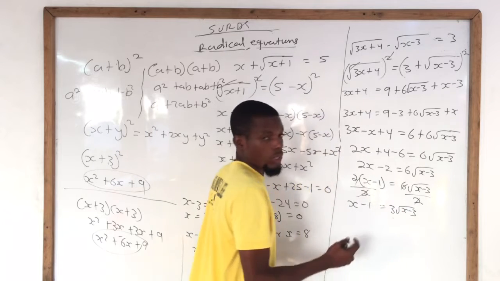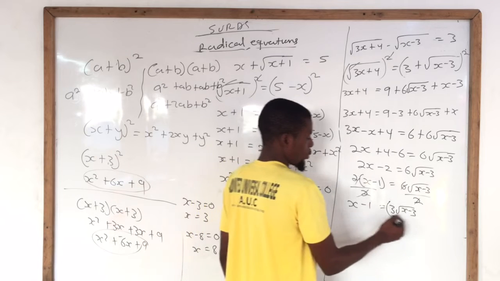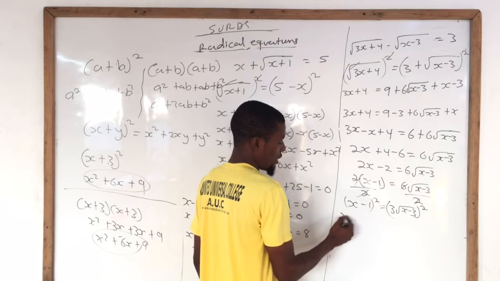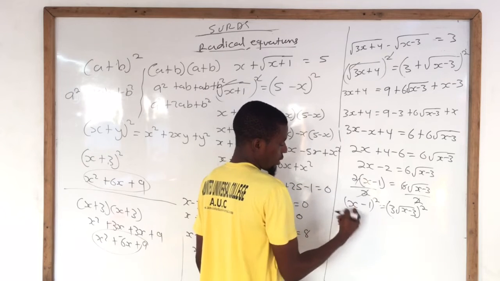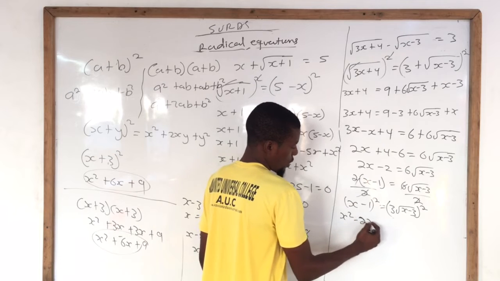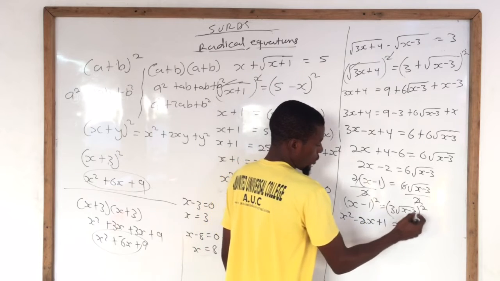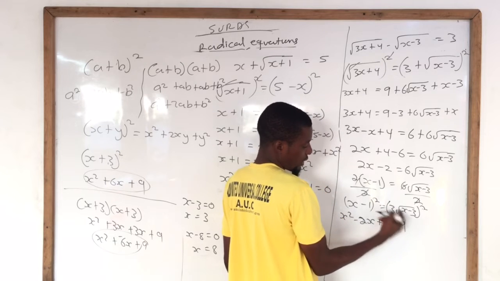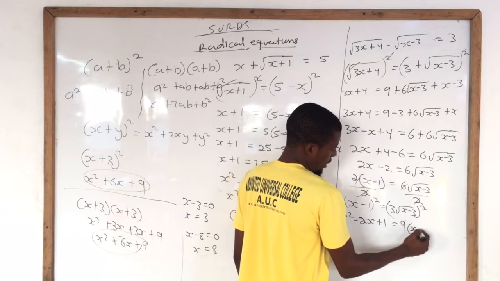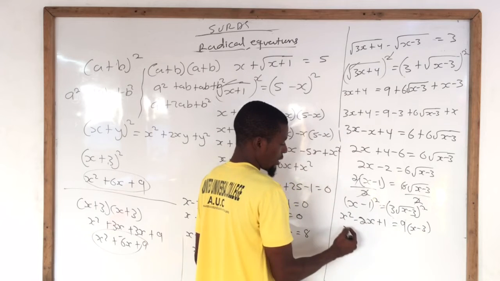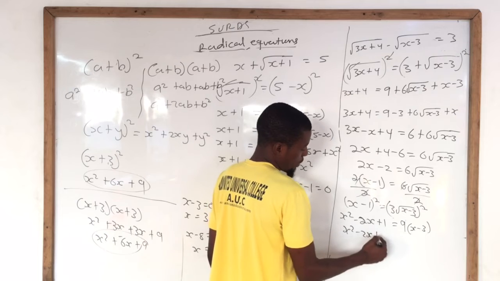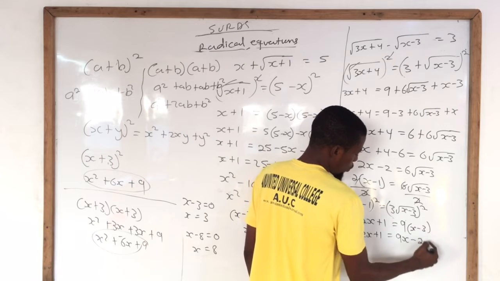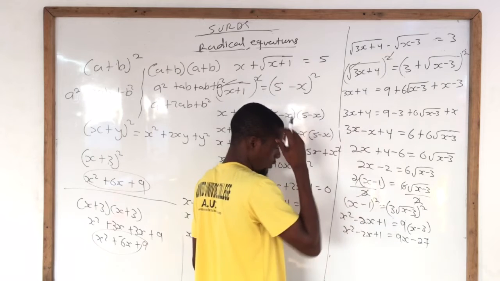I still have a square root here which I have to eliminate. So I have to square this and also square that. Now squaring this one gives me x squared, remember, plus minus 2x plus 1 equals 9. Remember, this one is not in the square root, so the square affects this. So 9 into bracket x minus 3. Expanding this, I have x squared minus 2x plus 1 equals 9x minus 27, sorry.